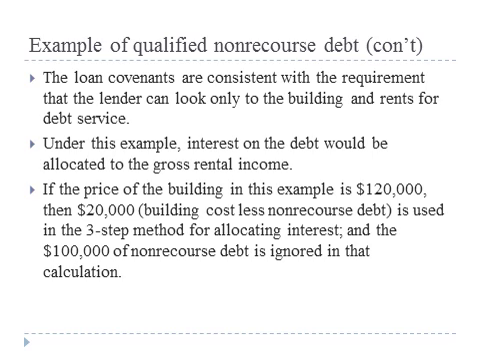The loan covenants are consistent with the requirement that the lender can look only to the building and rents for debt service. Under this example, interest on the debt would be allocated to gross rental income. If the price of the building in this example is $120,000, then $20,000, the building's cost less non-recourse debt, is used in the three-step process for allocating interest, and the $100,000 of non-recourse debt is ignored in that calculation.